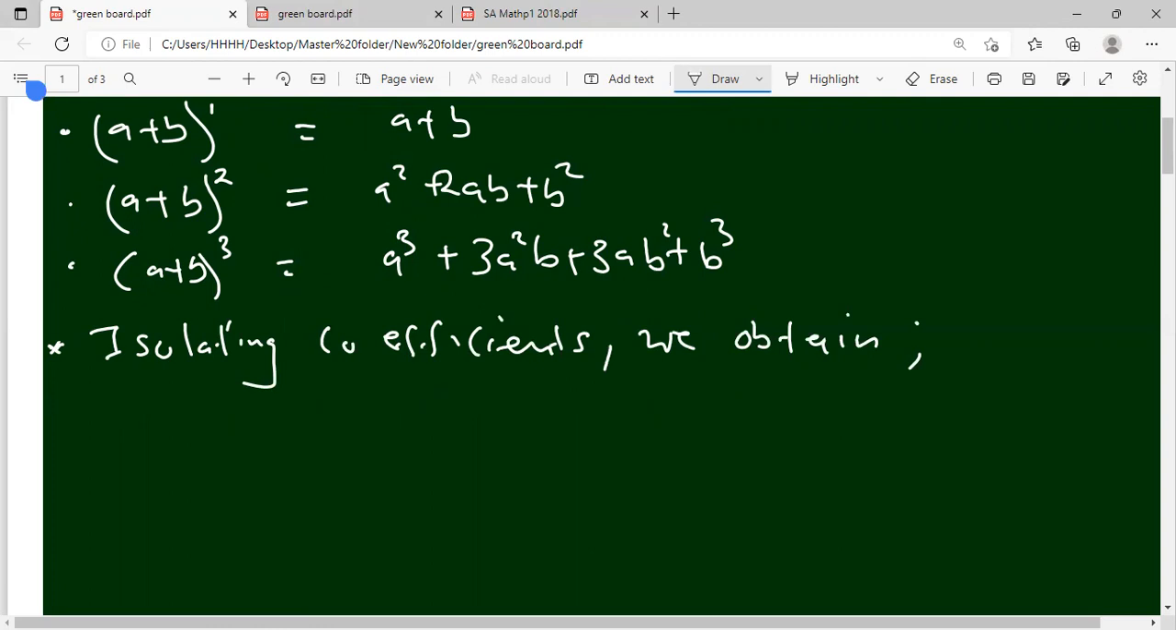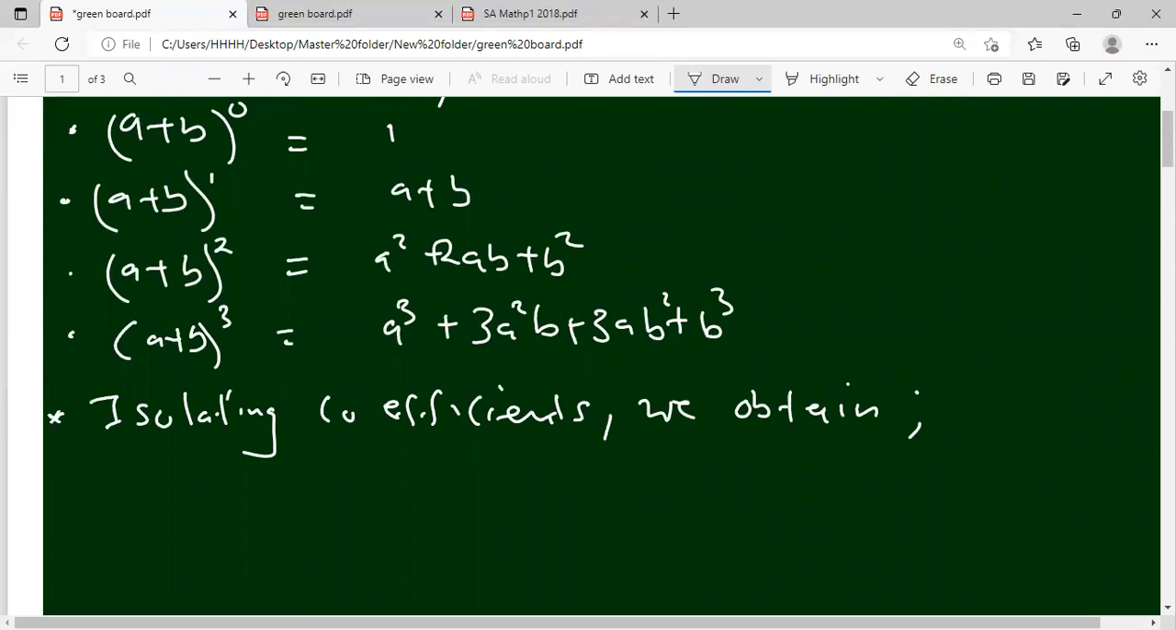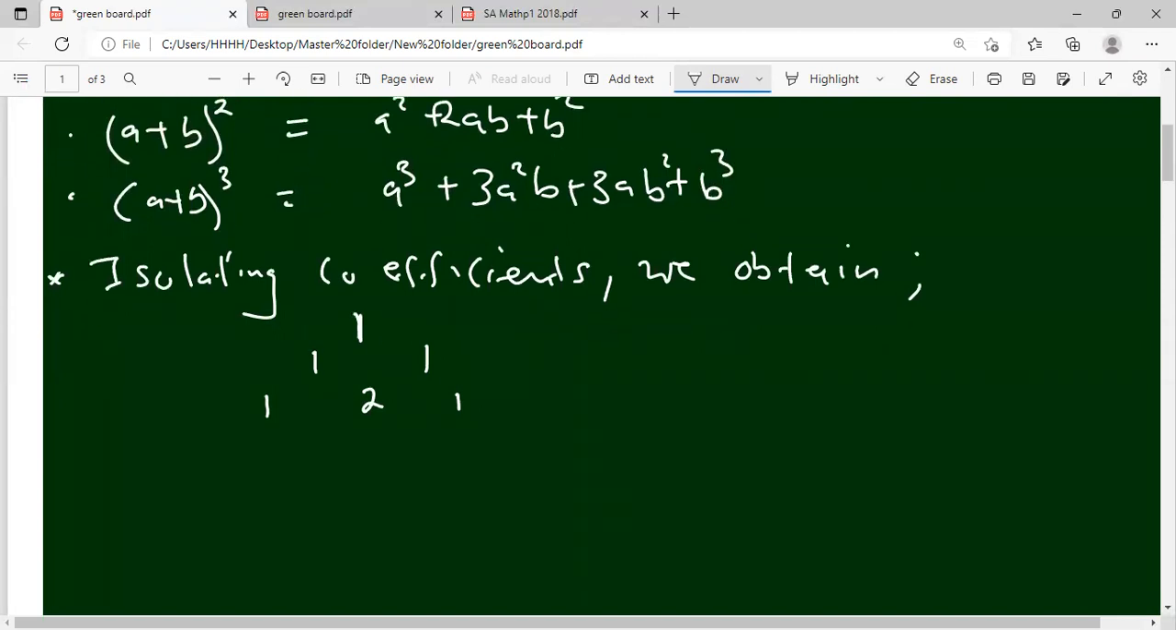So you realize for the first one, we have got 1. So we obtain 1. And the coefficient of this one and that one is 1, 1. So that is the 1, 1 down. The next below, it is 1, 2, 1. Okay. This third row, we have got 1, 3, 3, 1.